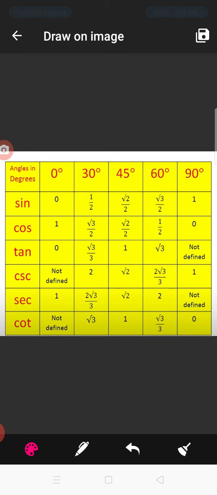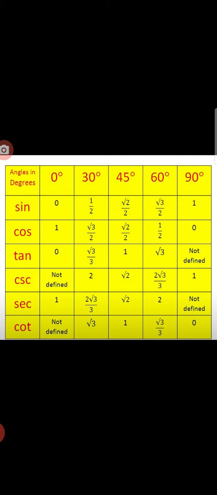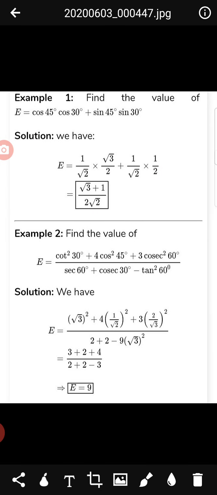In this way we make the complete table. You learn this table by heart. That is today's work. Then using this table, we solve the examples. How are we going to solve the examples? Using the table. See now the first example.